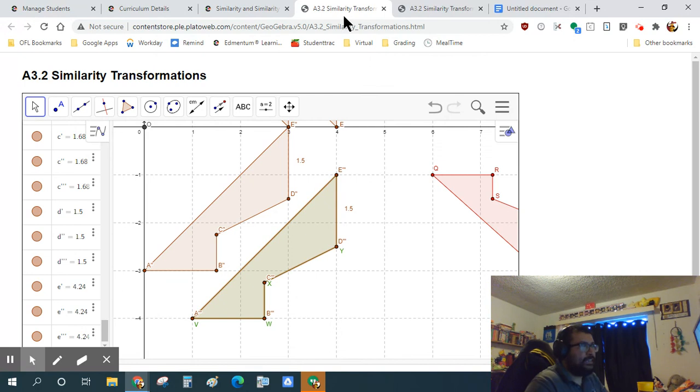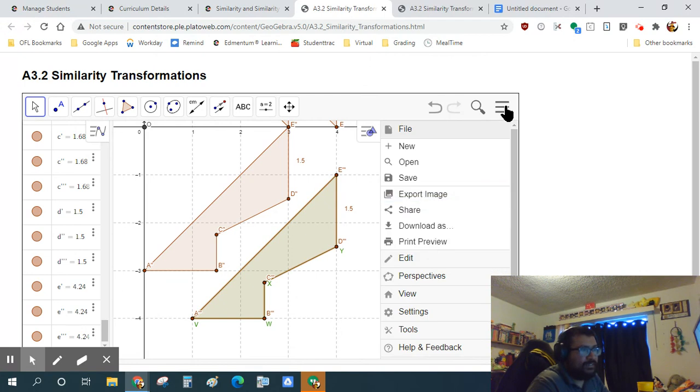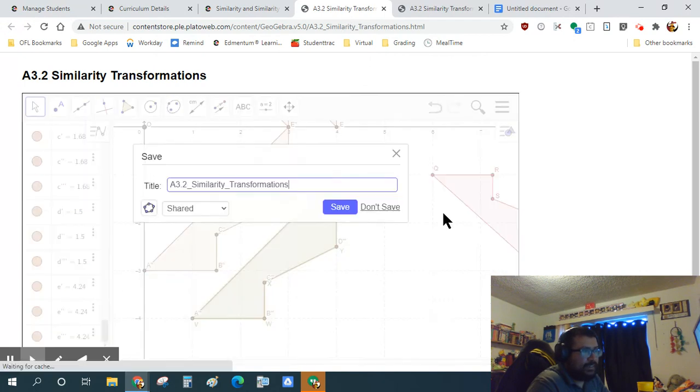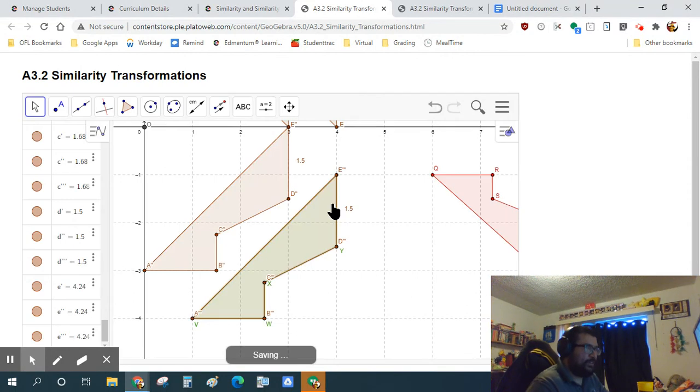And again, take pride in your work, guys. Share it. Don't just share this for me. Like I said, you worked hard on these. You should have the work saved somewhere.